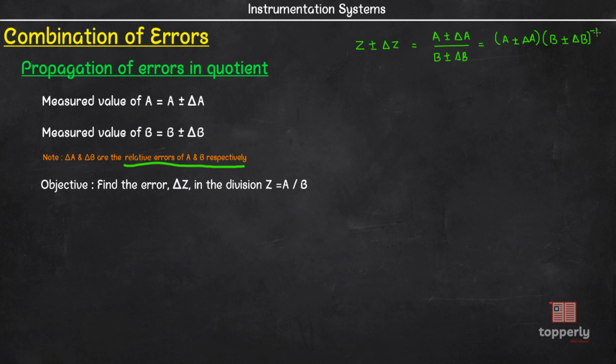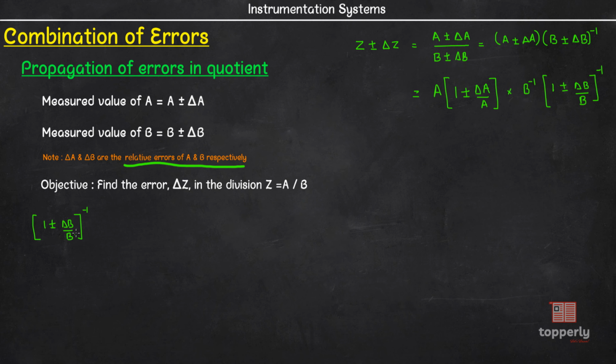Now this can be written as A into 1 plus or minus delta A by A into B raised to minus 1 into 1 plus or minus delta B by B raised to minus 1. Now the part 1 plus or minus delta B by B, that is 1 plus or minus delta B by B raised to minus 1.